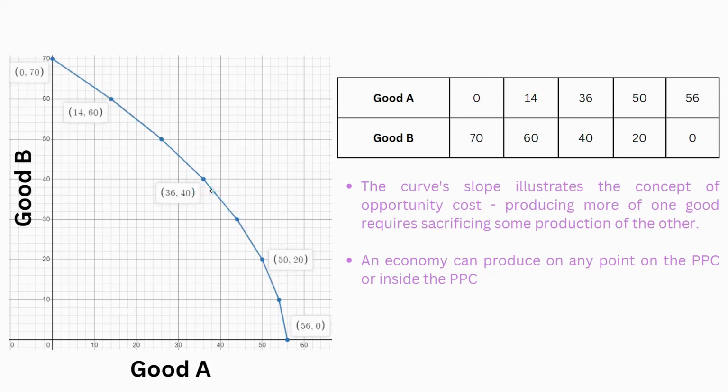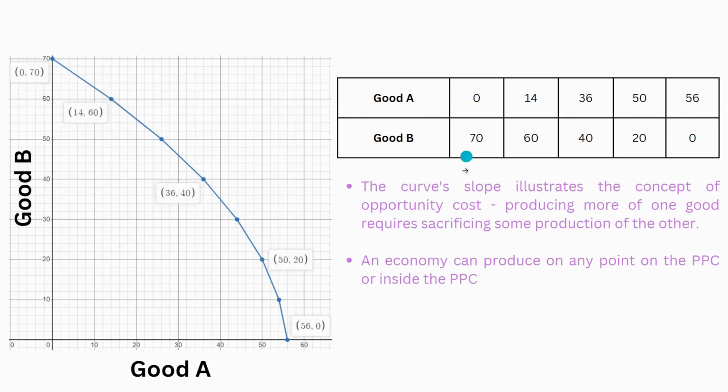If the economy is producing inside the PPC at this part, it means it's not efficiently using its resources. But if the economy is producing on this line, say any combination, it means it's fully utilizing its resources. So that's what the diagram and this table say.